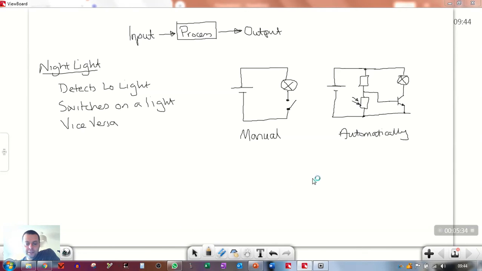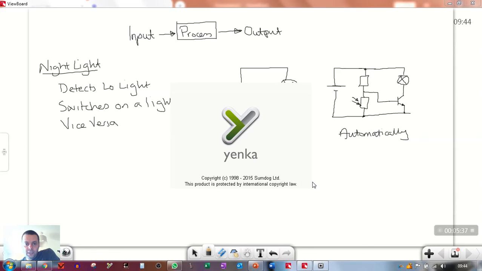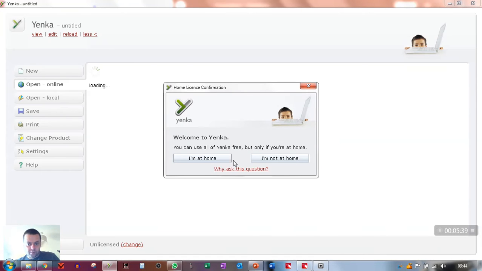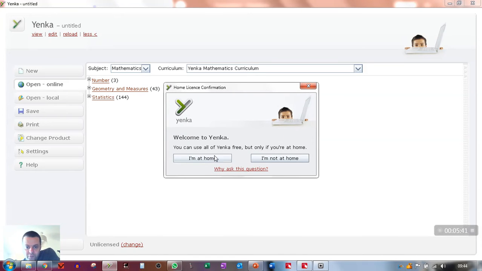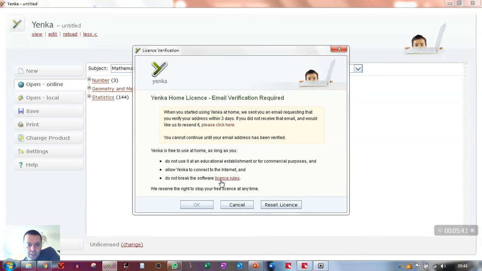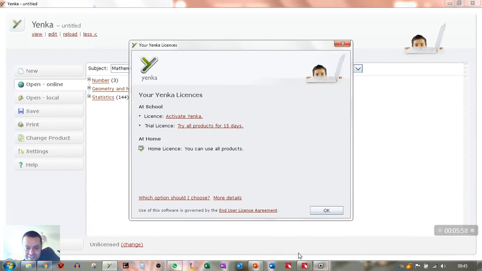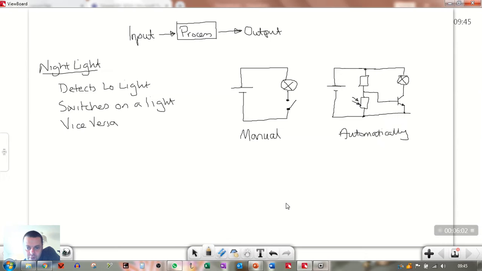I'm going to see if I can use Yinka. I don't know if Yinka works on my computer at home, but we're about to find out. You can use it only if you're at home. I'm at home then. Right? When you start using Yinka, you'll send an email request. You cannot continue until this has been verified. Right, well, I'm not going to do that on camera. Right, okay, so let's just stick with this then.